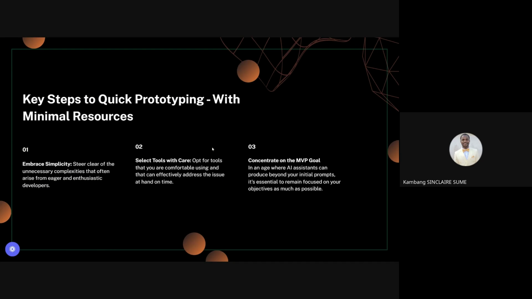So the selection of tools is a very, very important aspect. Opt for tools that you are comfortable using and that can effectively address the issue on time. On time is very, very important. It's not enough to be comfortable using the tool, but it's also good that the tool that you are comfortable with can effectively address your issue on time.